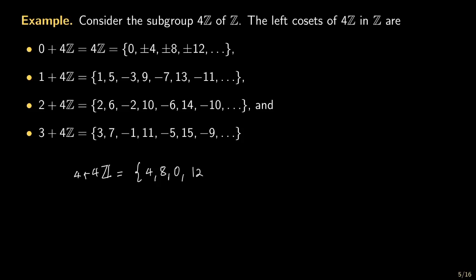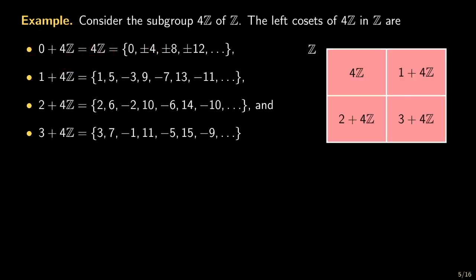0, 12, negative 4, what else? 16, etc. What you're left with is what? It's just again 4z. Because if you add 4 to every multiple of 4, you will still get another multiple of 4, right? So 4 plus 4z is not really new. It's just 4z. It is because 4 is here already. So because 4 is here already, 4 plus 4z will just be the same as 4z.